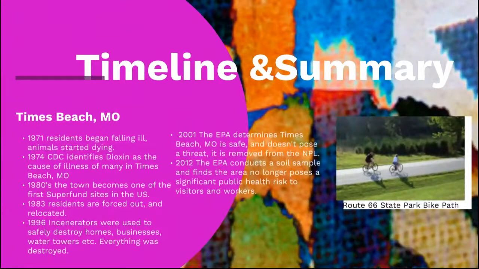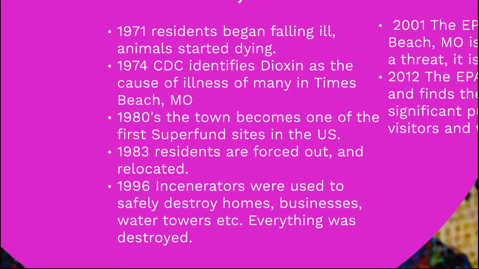In summary, I would like to give you a timeline to better explain the events that happened in Times Beach, Missouri. In 1971, the residents fell ill, and this is when Russell Bliss began spraying the roads down with the dioxin-tainted oil. In 1974, the CDC identified that dioxin was the cause of many illnesses in the city of Times Beach, Missouri. In 1980, the town becomes one of the first Superfund sites in the U.S. In 1983, residents are forced out and relocated.